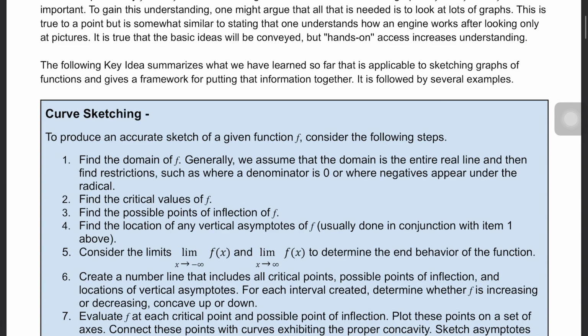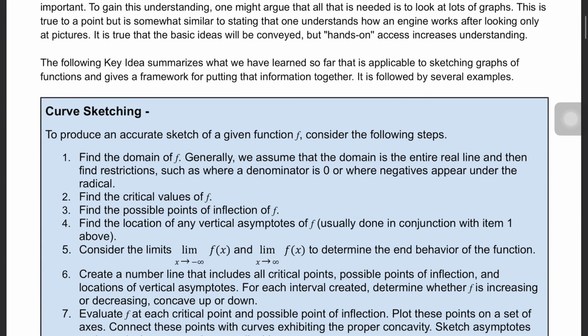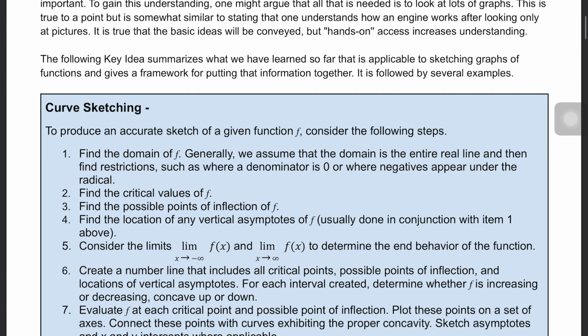So curve sketching, what are we looking for? I want to say that every function is different. There are so many functions that won't have, for example, a critical value or point of inflection, or a vertical asymptote. So every function is going to be different, and we're going to be trying to find the proper information that's needed. So let's jump in with finding the domain of f.